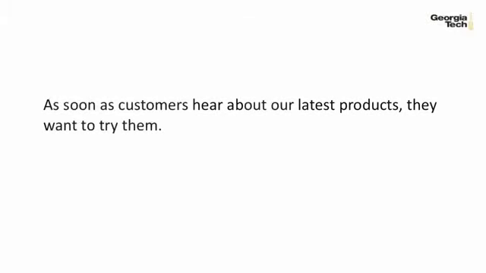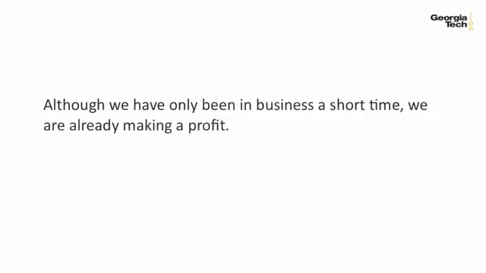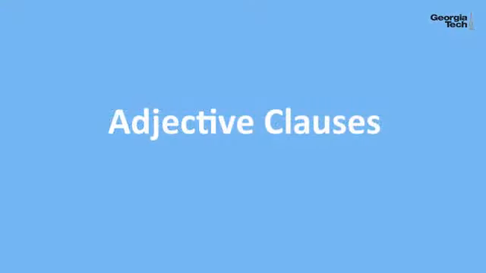Let's look at some sentences with adverb clauses and identify the relationships they express. What relationship is shown in this sentence? Is it time, cause and effect, contrast, or condition? That's right, it's time. Let's try another one. What relationship is shown in this sentence? Good.